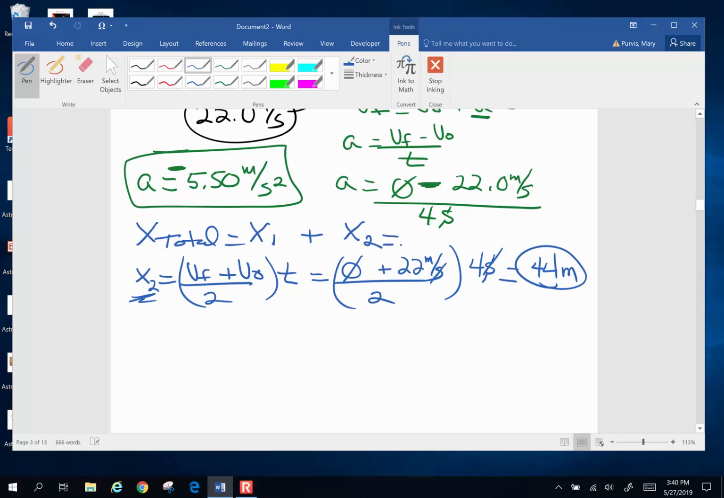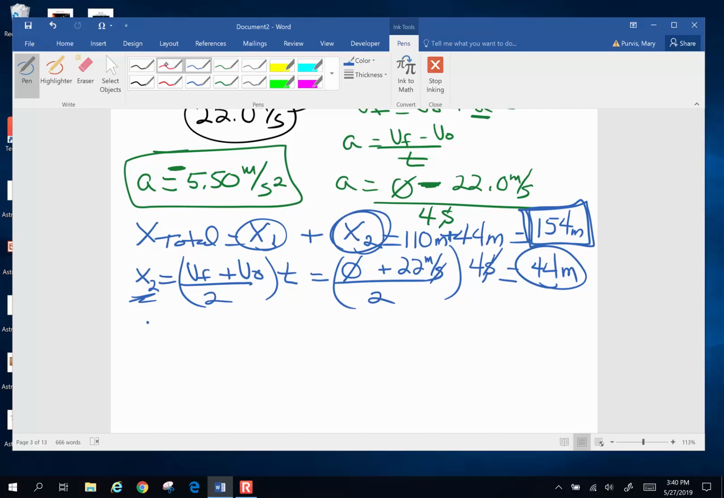So back up here, the distance covered in part 1 was 110 meters. The distance covered in part 2 was 44 meters. Add those together and I end up with 154 meters is the entire displacement for the entire journey.